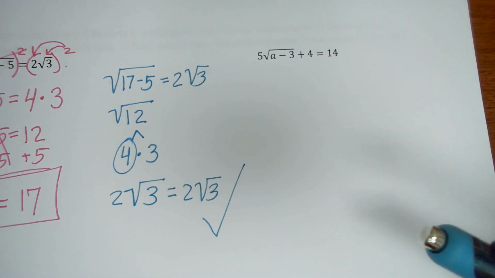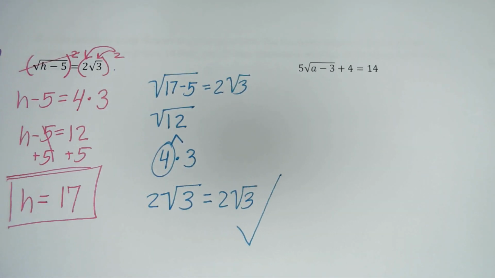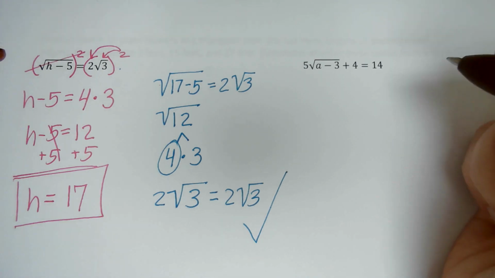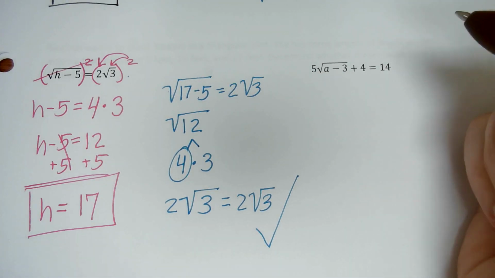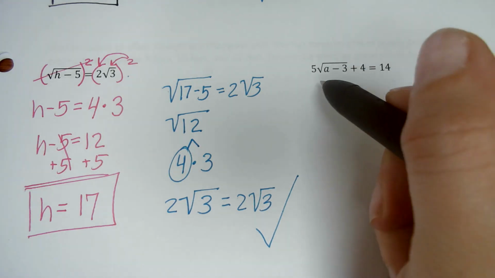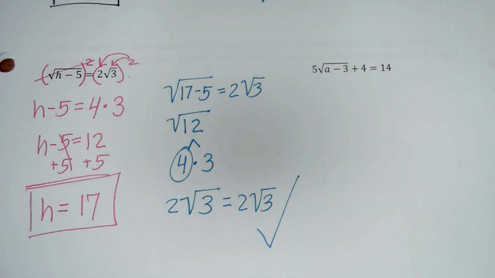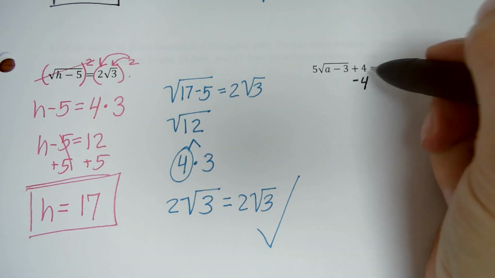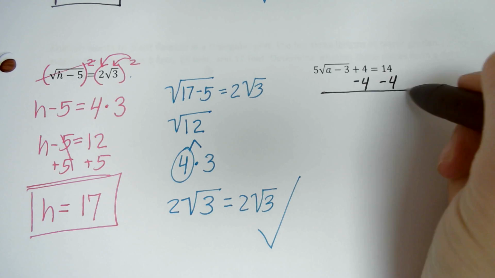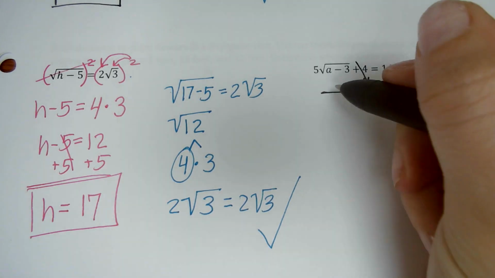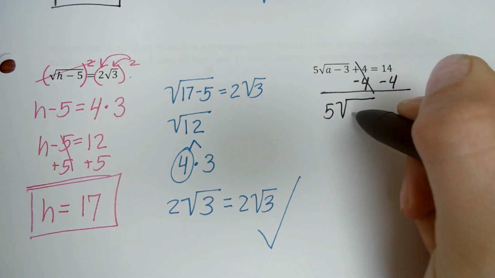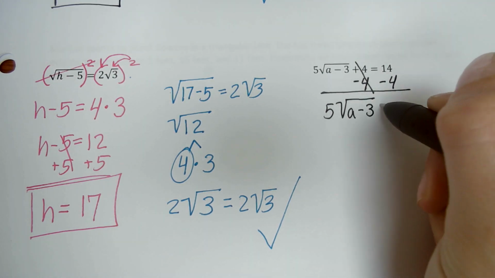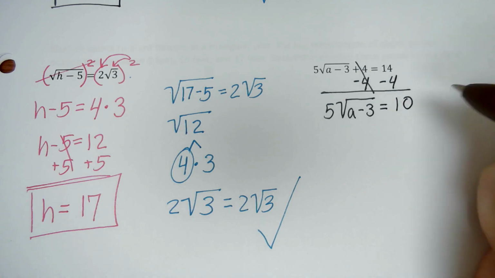Okay, let's do one last one. This one has a little bit more substance to it, a few more steps. So first, remember the goal. We want to isolate the radical. Now, we do not want to divide by 5 first. Remember our third wheel rule. We want to get rid of any stragglers, any lonely guys. We can get rid of those first. So we do that by subtracting, and we get 5 square root a minus 3 equals 10.